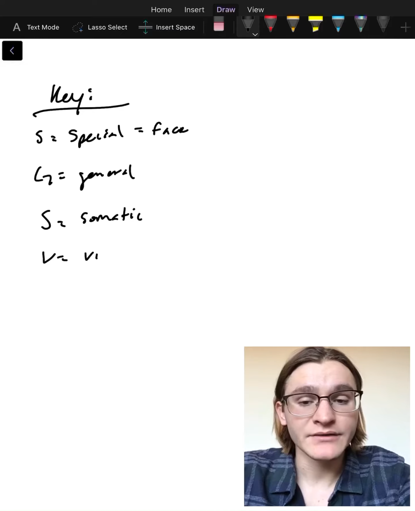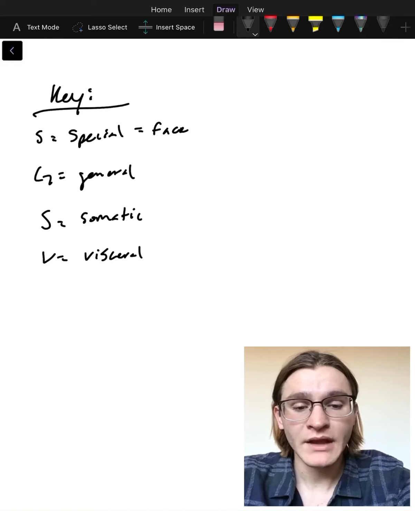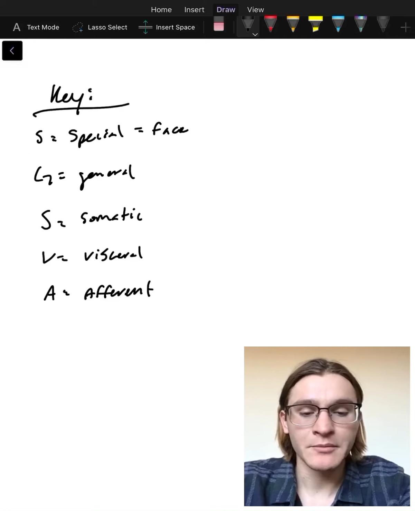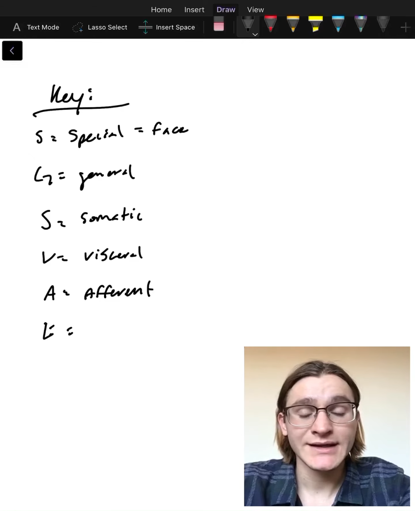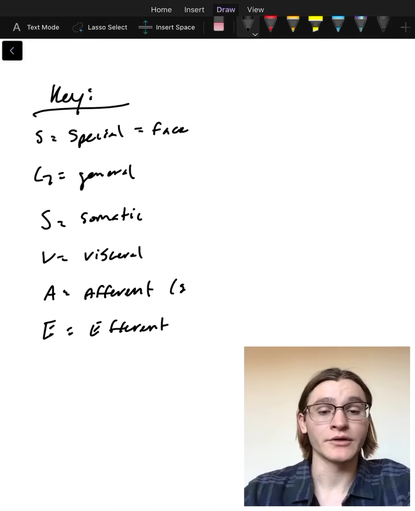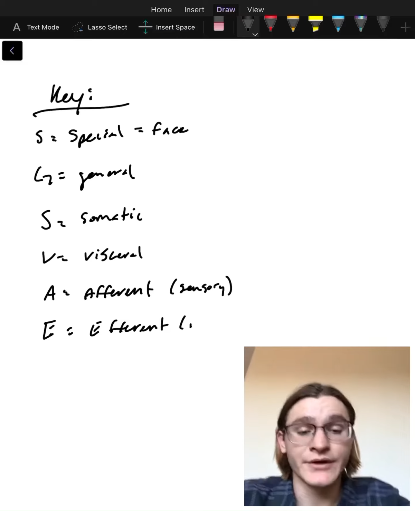So somatic, and then V for visceral. And then we're going to have A for afferent, and then E for efferent. And keep in mind, afferent is sensory, efferent is motor. So afferent, sensory, efferent, motor. We need to know those, so that's very important.